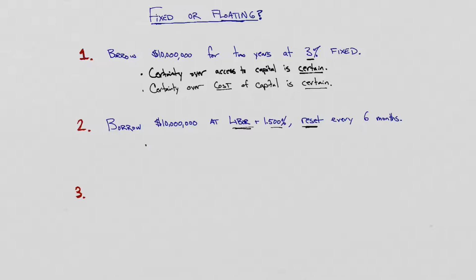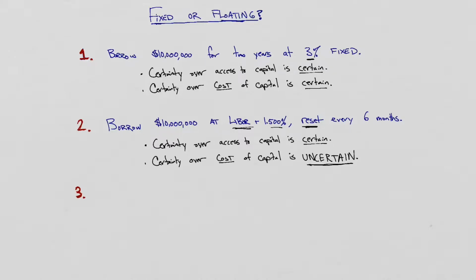So like our first loan, option number 1, we still have certainty over access to capital. That is, we know that we're still going to have a loan in the next 6 months or the next year. It's still a 2-year loan. It's just that we're uncertain about what we're actually going to pay from one 6-month period to the next. The interest rate varies. So what we're not certain about is essentially the cost of capital for this loan, how much it's going to cost us.